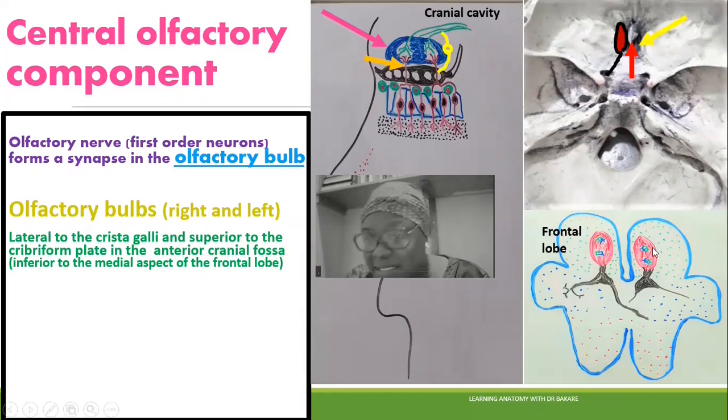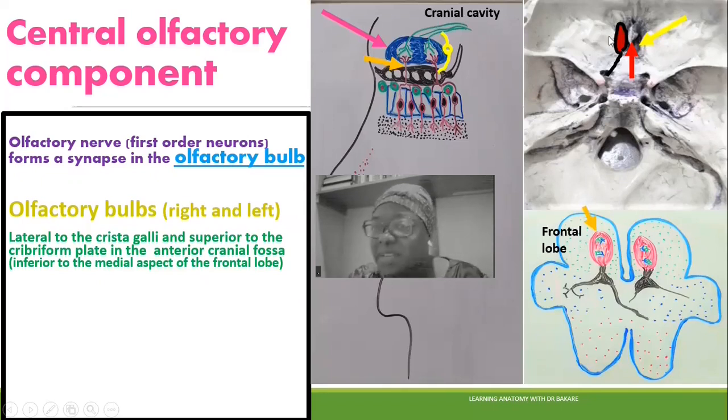So if you look at this configuration here, this is where we have the frontal lobe, this is where we have the temporal lobe, and posteriorly we have the occipital lobe. In the frontal lobe, at the base of the frontal lobe, the structure that is seen, that is arrowed in yellow, is the olfactory bulb.